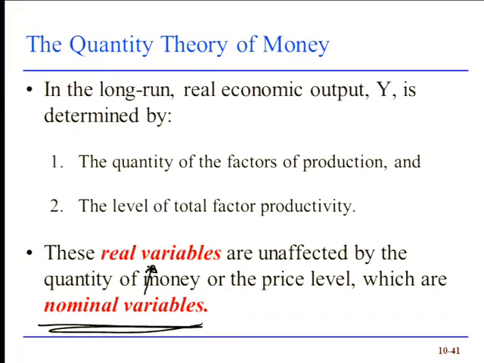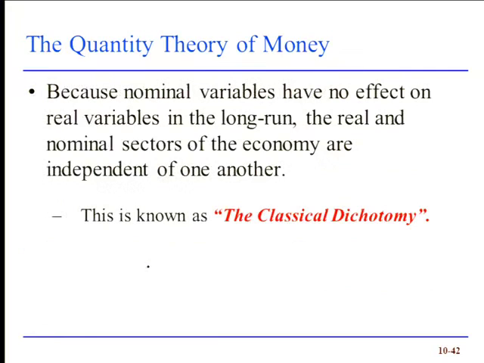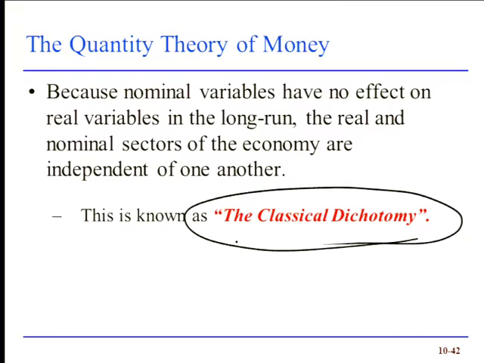By the way, the opposite is not true. Real variables do affect nominal variables, but nominal variables do not affect real variables. This distinction means that we can take the economy and basically split it into two parts, the real part and the nominal part. When we do that, we are talking about something known as the classical dichotomy. Dichotomy is one of those funny words. Di means two, tomy means cut in half. Real variables are not affected by nominal variables, so we can treat the nominal sector as independent of the real sector. That's the classical dichotomy. It's called classical because this notion has been around for a really long time.